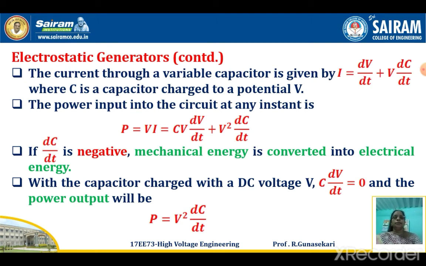Suppose dC by dt is negative, then the mechanical energy is converted into electrical energy. When the capacitor is charged with DC voltage, that is capital V, then C dV by dt is equal to 0. Again the power formula can be rewritten as V squared into dC by dt only.